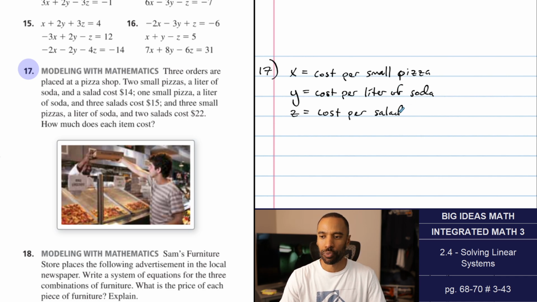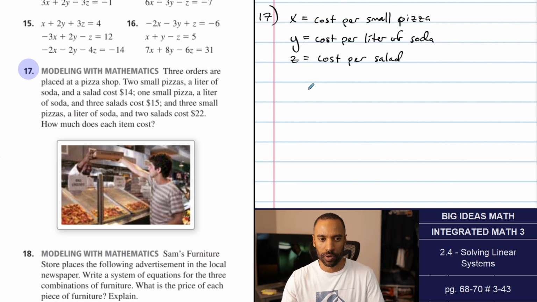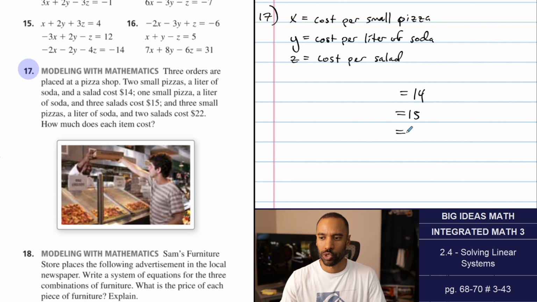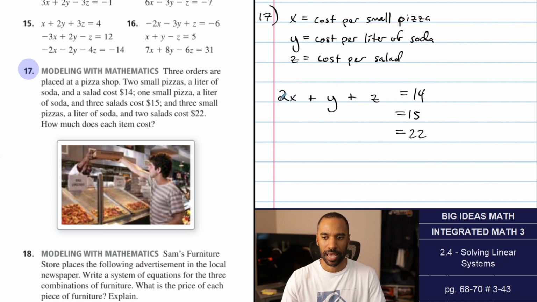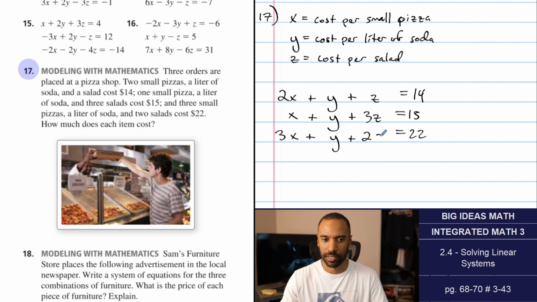Okay, so there are 3 different things set up here. It's kind of hard to get this one wrong. You've got totals adding to $14, $15, and $22 by taking 2 small pizzas times the cost of each pizza plus 1 liter of soda times the cost of the liter of soda plus 1 salad times the cost of the salad. So 2x plus y plus z. And then 1 small pizza plus 1 liter of soda plus 3 salads is $15. And then 3 small pizzas plus 1 liter of soda plus 2 salads is $22.